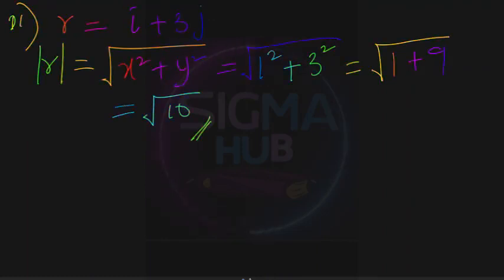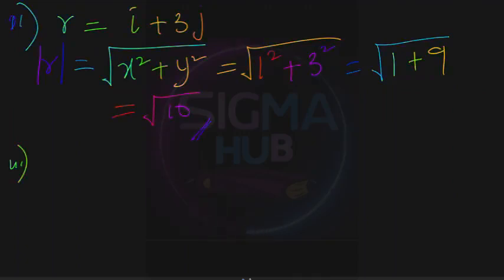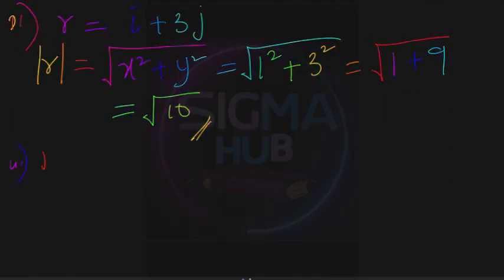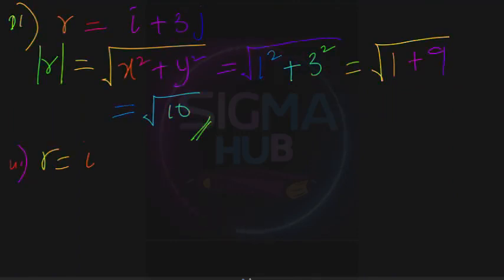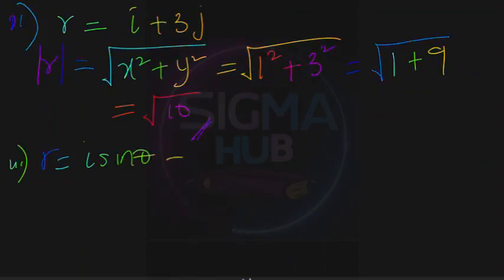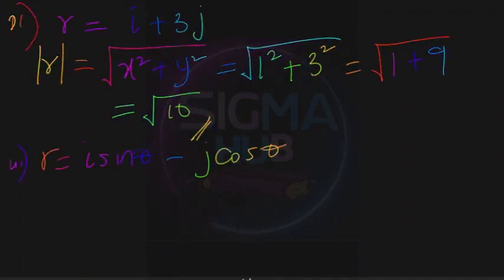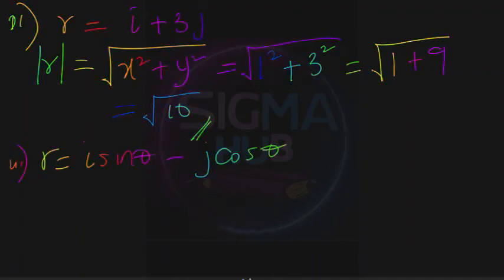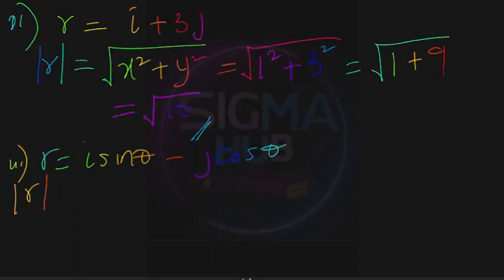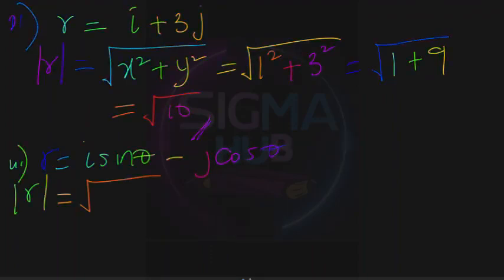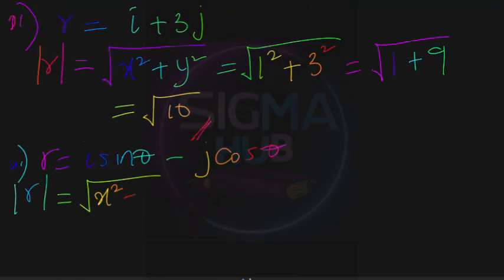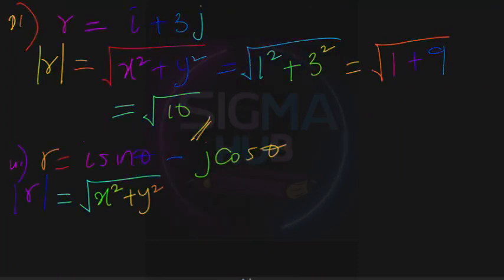And the third question says we should find the modulus of i sine theta minus j cos theta. So this time, r is i sine theta minus j cos theta. So we are using the same procedure. The magnitude or the modulus of r is the square root of x squared plus y squared.